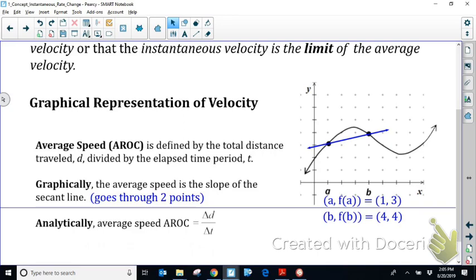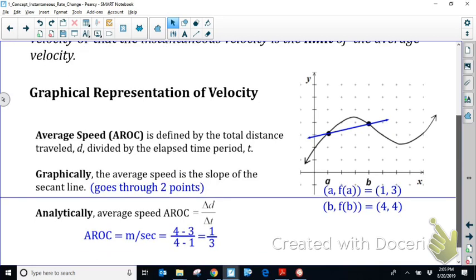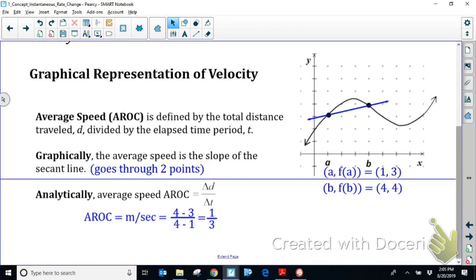We have one coordinate at A, which is (1, 3), and one coordinate at B, which is (4, 4). And so I plug those numbers into the slope formula, find the slope of the line, or the average rate of change, and I would say 1/3. Pretty straightforward. And that's what average rate of change looks like. It's the average rate of change between any 2 points along a curve.